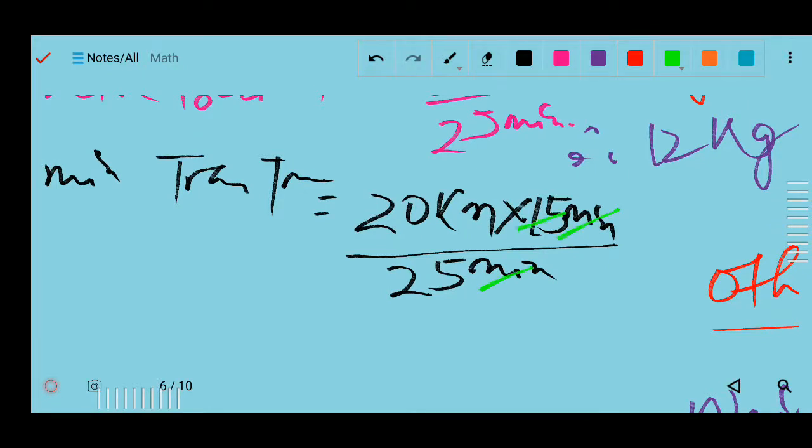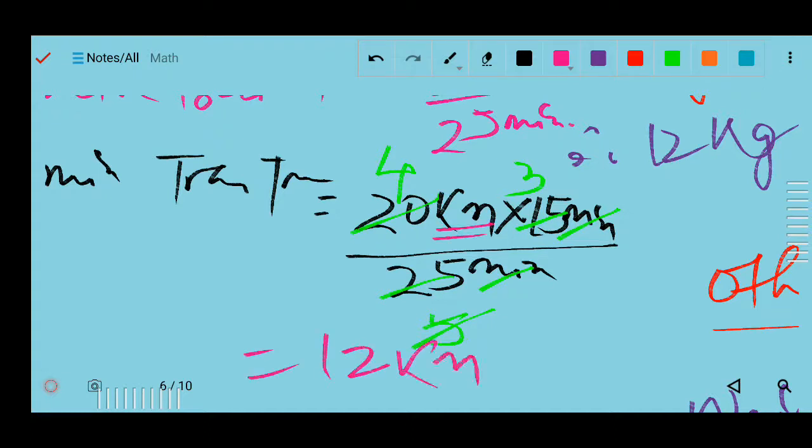5 3s are 15, 5 4s are 20. So now 4 3s are 12, and what is remaining here? Kilometer. So 12 kilometers. So your answer is 12 kilometers.